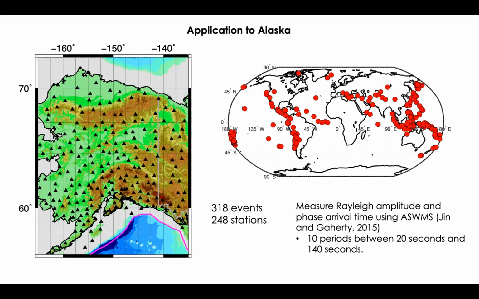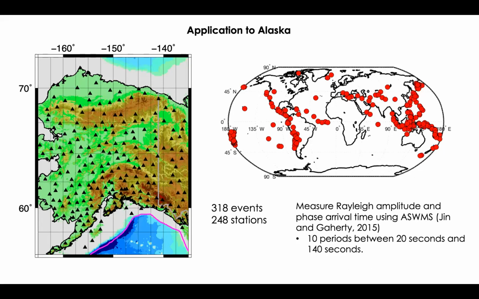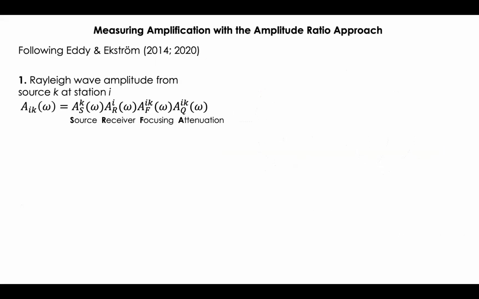So we've measured Rayleigh wave amplitude and travel time from 318 shallow teleseismic earthquakes at 248 Earthscope stations. We used the automated surface wave measuring system of Ginn and Garrity at 10 periods between 10 and 140 seconds. And to estimate amplification, we follow the amplitude ratio approach of Eddy and Ekstrom. I'm going to briefly cover it here. So an amplitude from event K and station I has 4 contributions: excitation at the earthquake source, local structure at the receiver, focusing and attenuation during propagation.